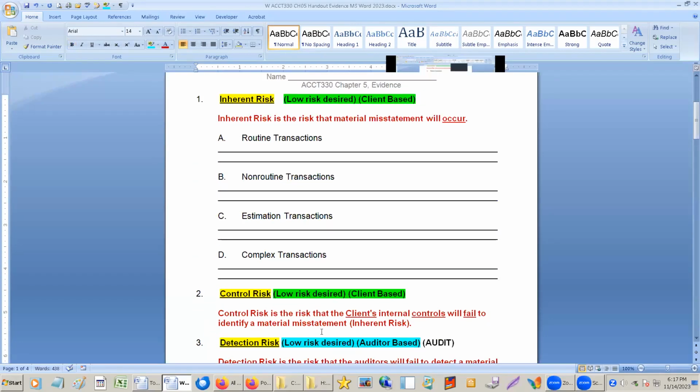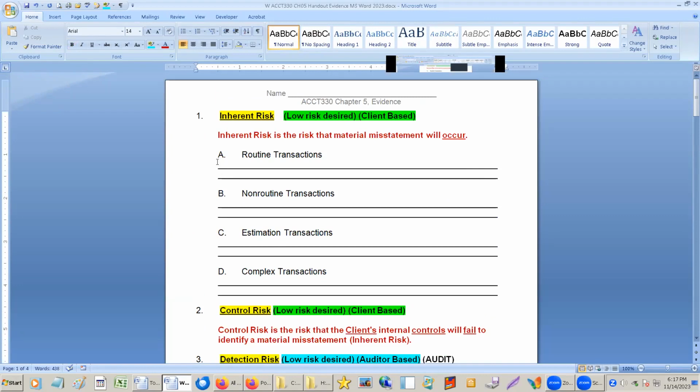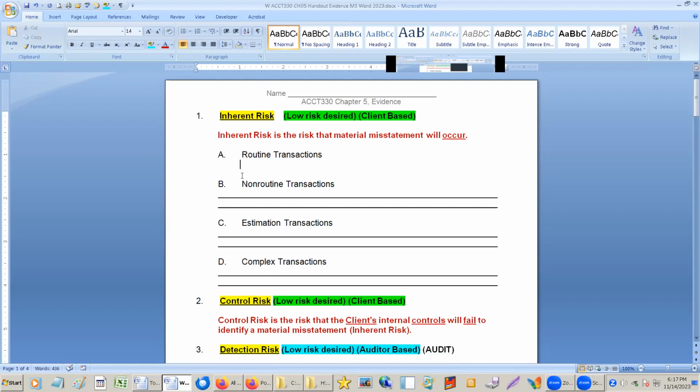let's talk about the inherent risk just a little bit. And these are pretty obvious. So we have these different transactions, and let's just put them into low risk and high risk. Routine transactions that happen every day. Do you think those would be low risk or high risk? Low risk. Good. Yeah, a routine transaction that goes through the normal system, these would be low risk.